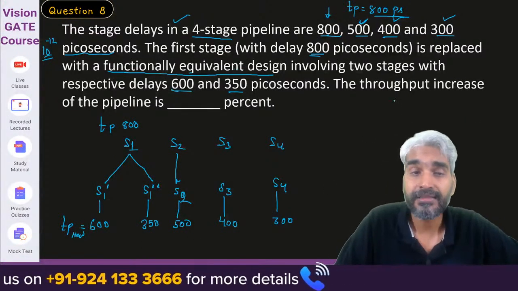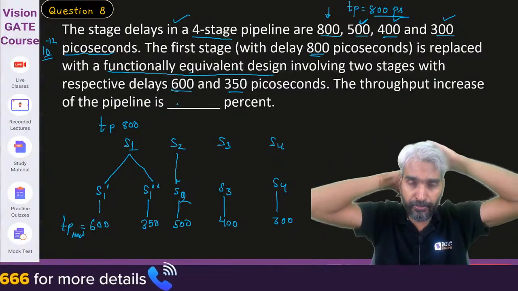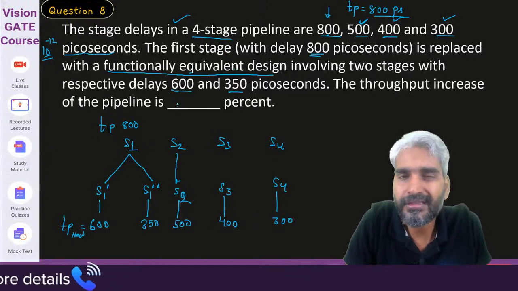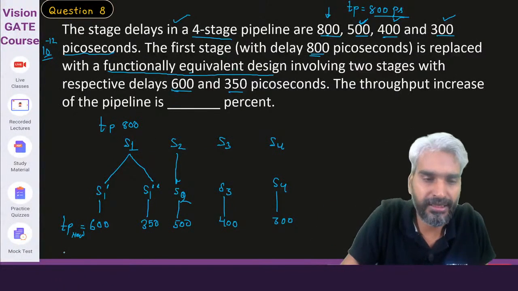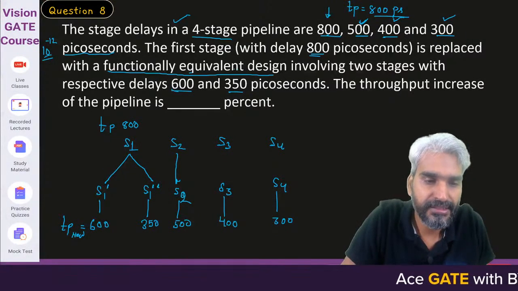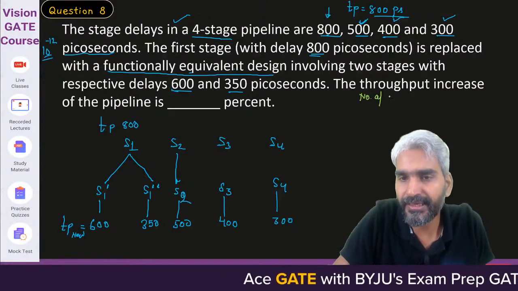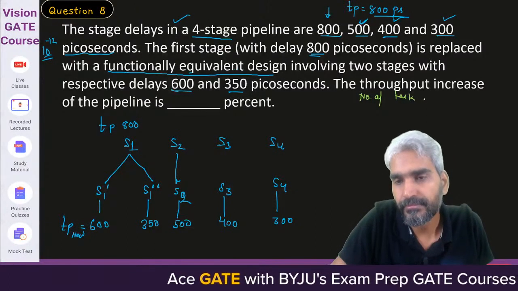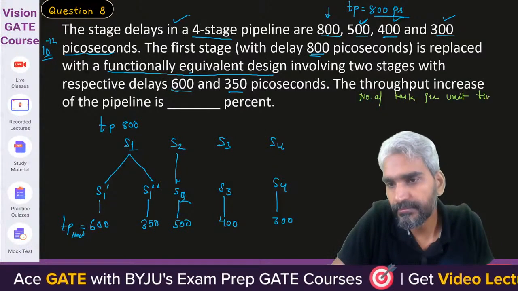Now it is asking for the throughput increase of the pipeline in percentage. What is throughput? Throughput is nothing but the number of tasks completed per unit time.